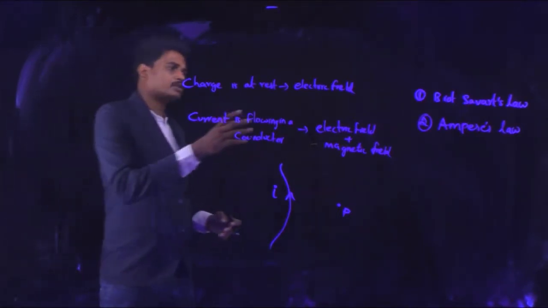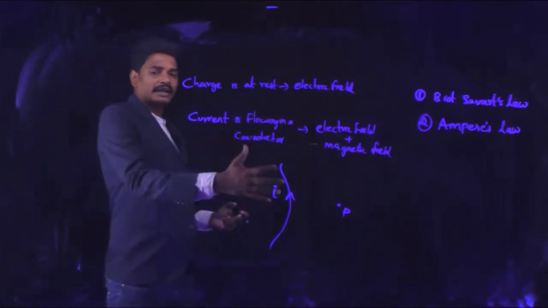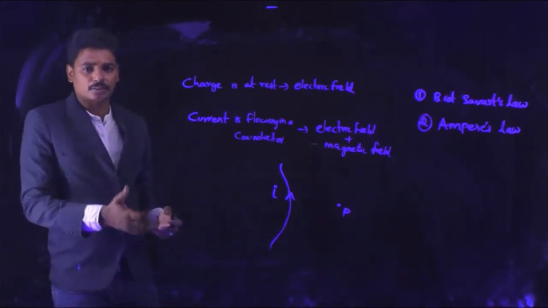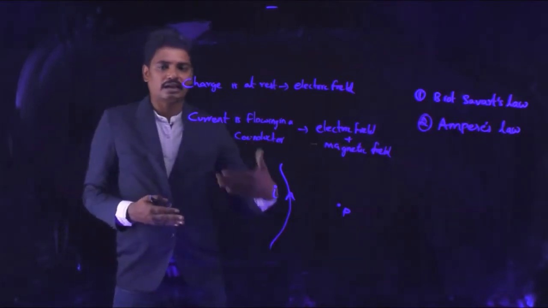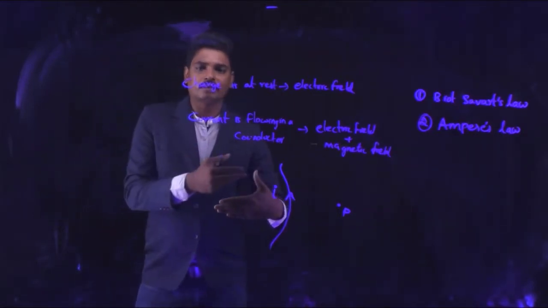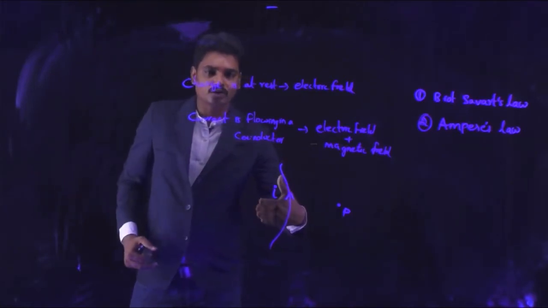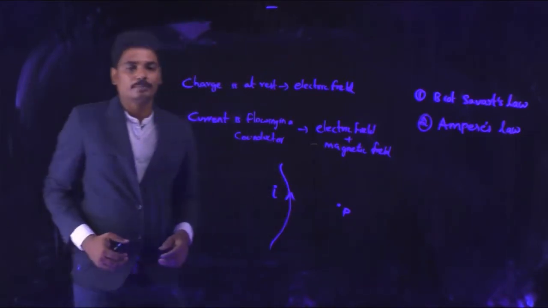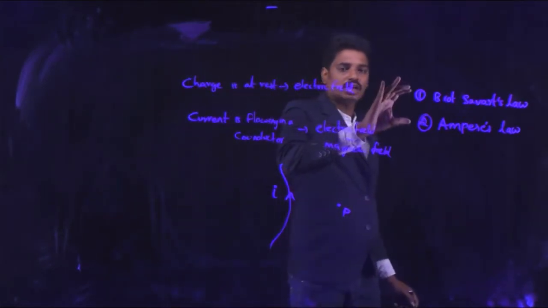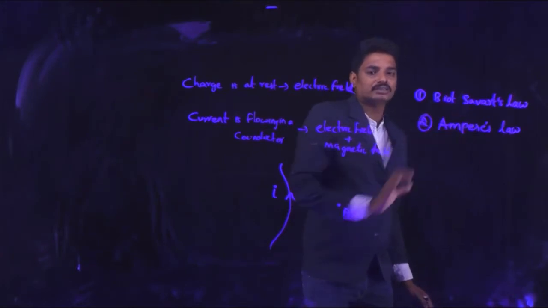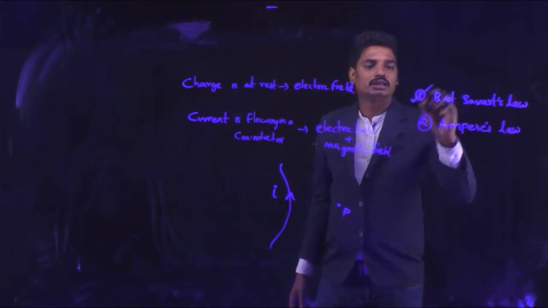From these, the magnitude of the magnetic field induction can be calculated, and the direction of the magnetic field can be known by the right hand thumb rule. If we place the right hand like this, and the thumb indicates the direction of the current, then the direction in which our fingers close gives the direction of the magnetic field. The strength of the magnetic field can be calculated using Biot-Savart's law and Ampere's law.